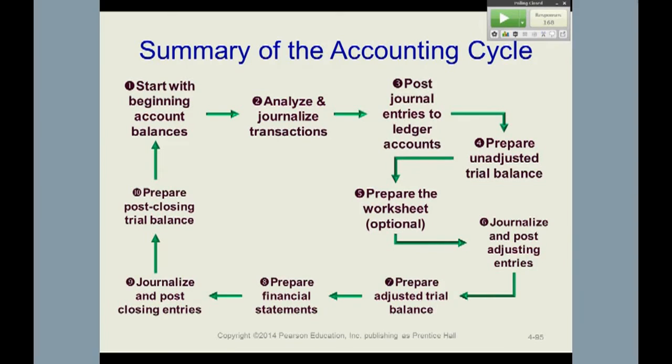Once they're posted, you have the post-closing trial balance that once again ensures that debits equal credits. It does not necessarily prove accuracy, but it ensures that debits are equal to credits. Then number 10, of course, ends the cycle, and then we start the next year with the balance sheet. So that's basically where we've been in the course so far.